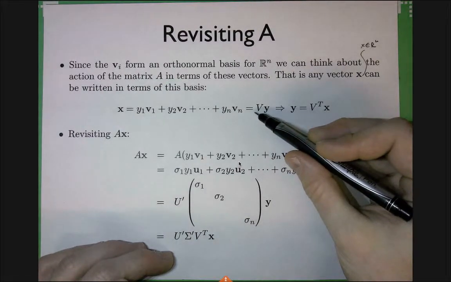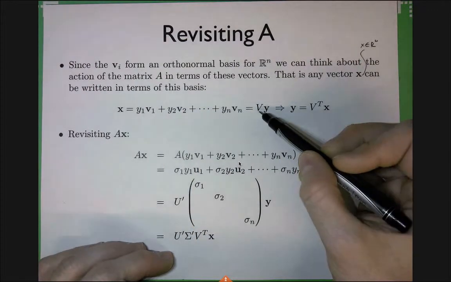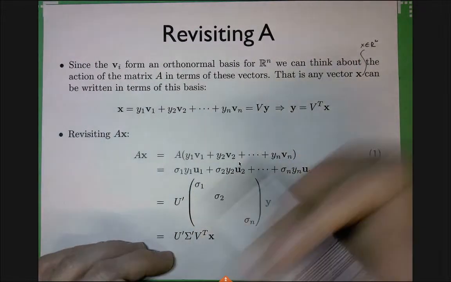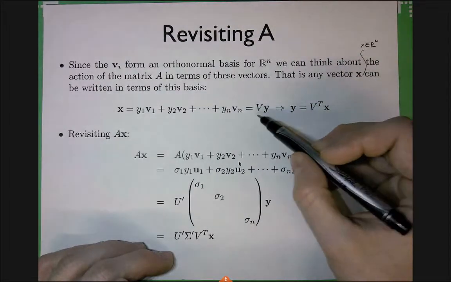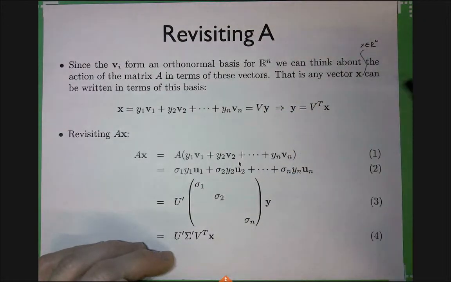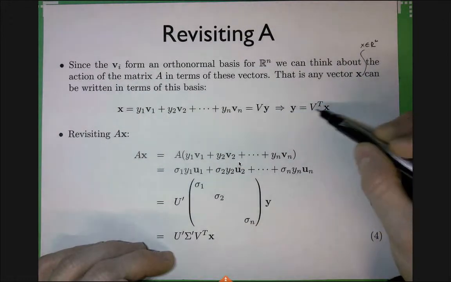So in matrix form, if I stack these vectors v_1, v_2, and v_n into a matrix V, as I defined before, the V is an orthonormal matrix. Now this can be written as y. And because it's an orthonormal matrix, I can invert it easily, then y becomes V transpose x.